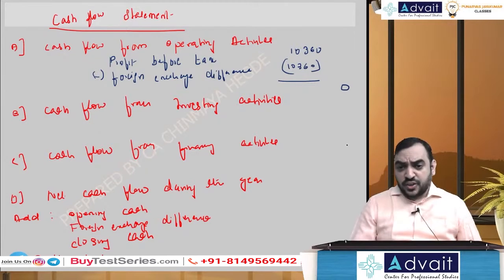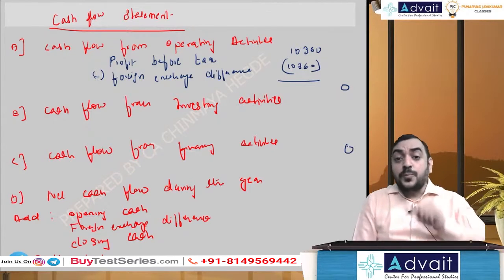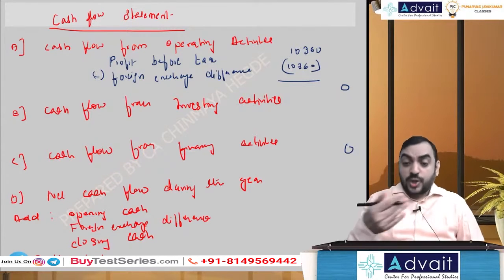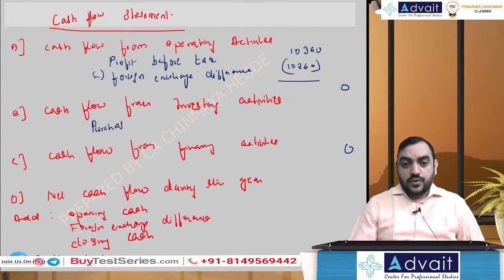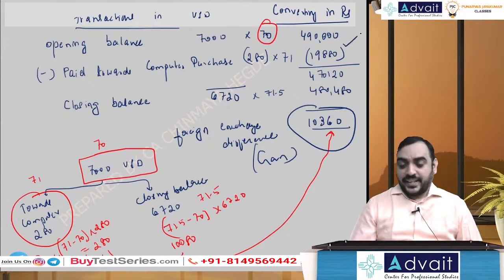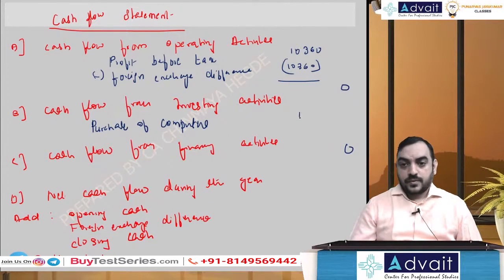Financing activities, 0, no other information. We have something in investing activities because we have purchased computers. So purchase of computers, or you can say purchase of PPE, property plant equipment. Purchase of computers. How much? Value 19,880. And outflow. This only will come in the outer column also.